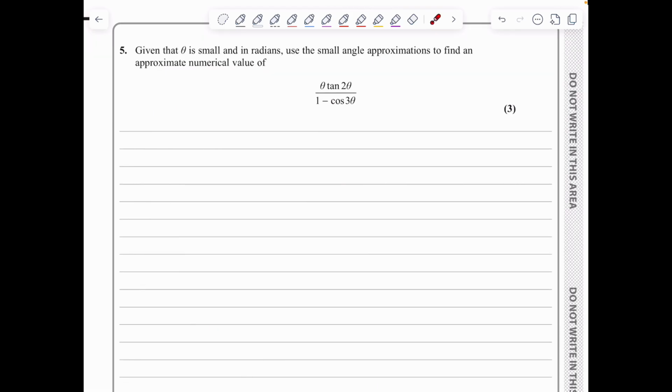Question 5 is on the small angle approximations. We are told that theta is small and in radians, and we need to use the small angle approximations to find the approximate numerical value of theta tan 2 theta over 1 minus cos 3 theta.